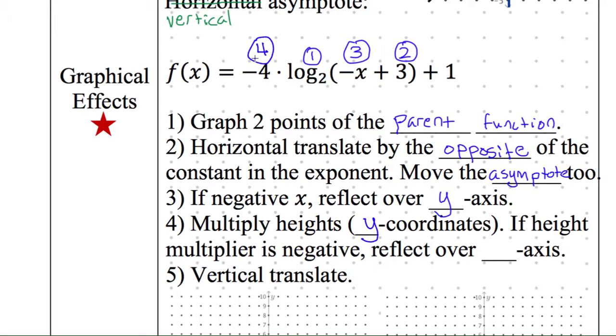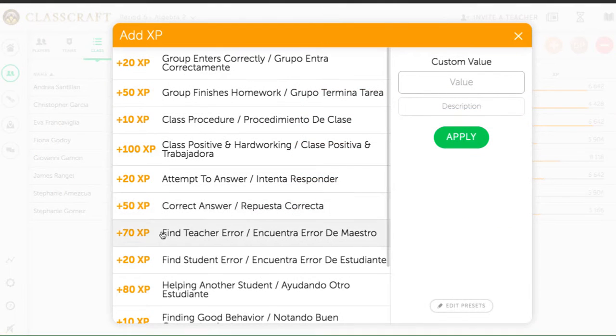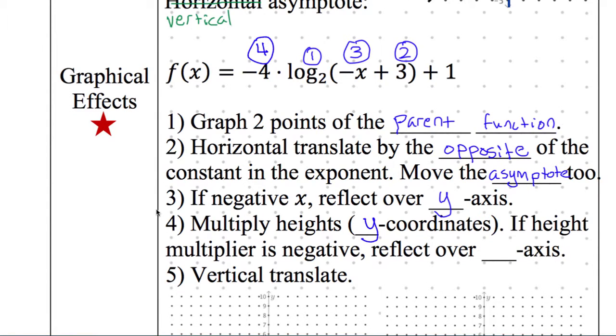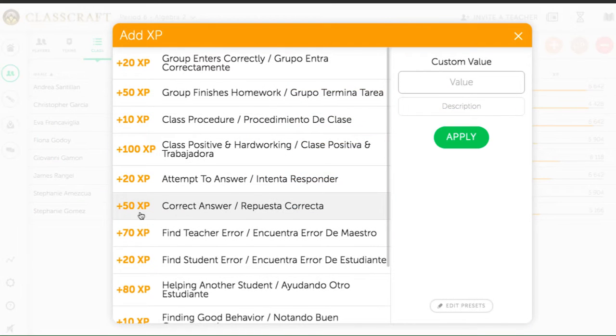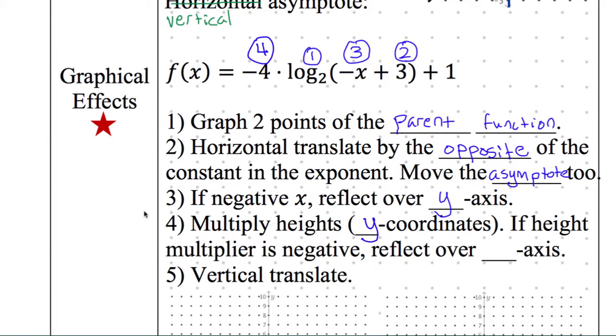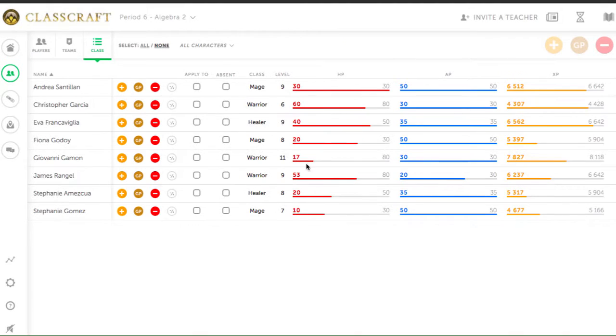And then finally, oh yeah, and that's going to be a reflection over the what axis? The x or the y, quiet raised hand. If I'm going this direction, is that the x or the y direction? This direction. So if I'm multiplying the heights by the y coordinates, I could be reflecting over this axis if that height multiplier was negative. Gio. It's the x-axis. Thank you, Gio.